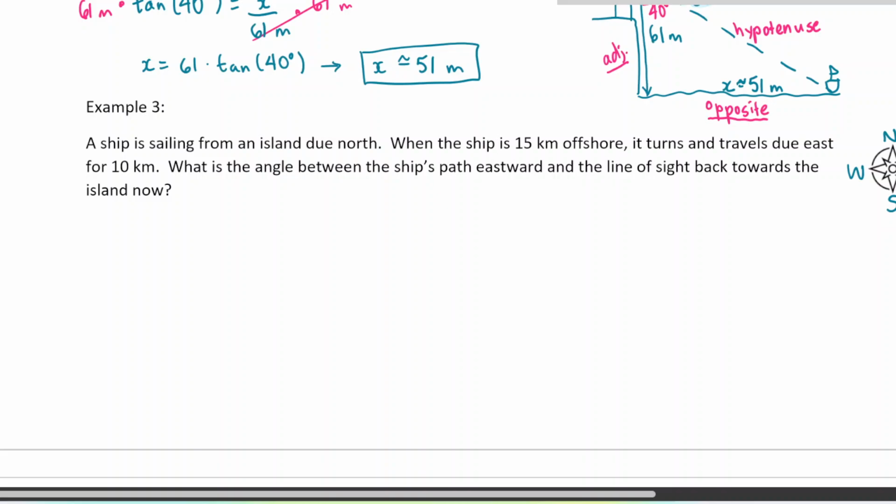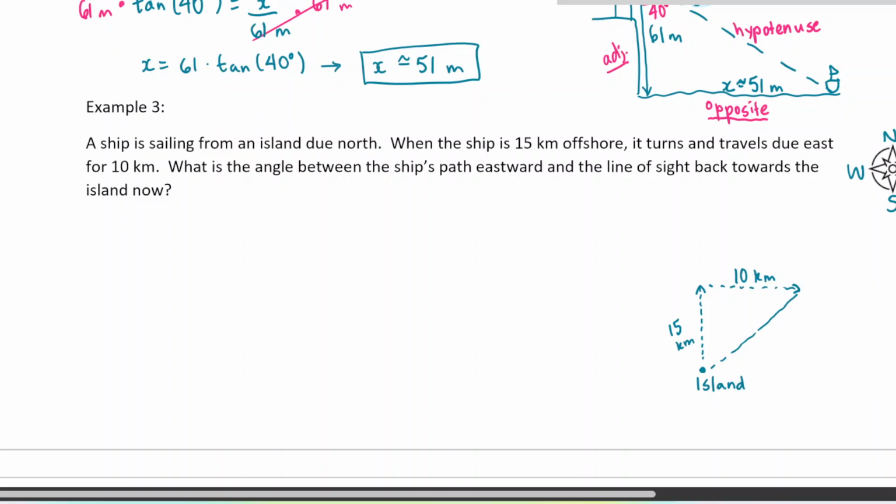Okay, so it says our ship is starting from an island, and it travels straight north. It says for 15 kilometers. And then it turns and travels east. So east is going to the right side of the page to some point. We don't really know. Oh, it travels east for 10 kilometers. Okay. And then here's our right triangle.